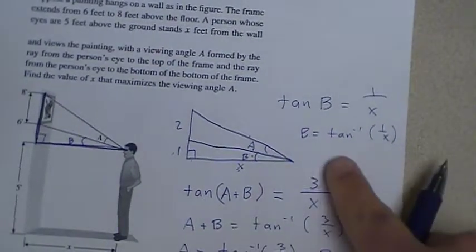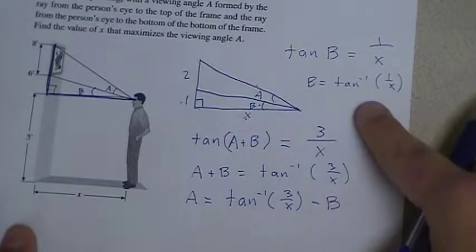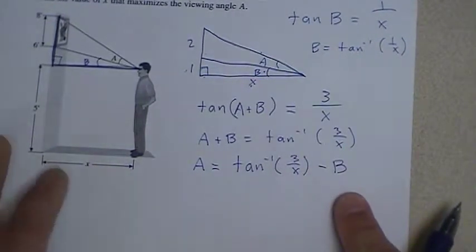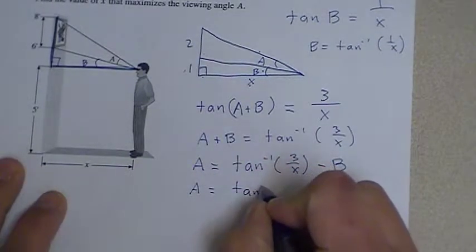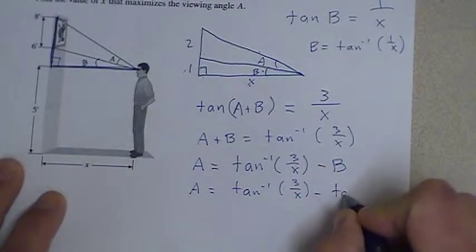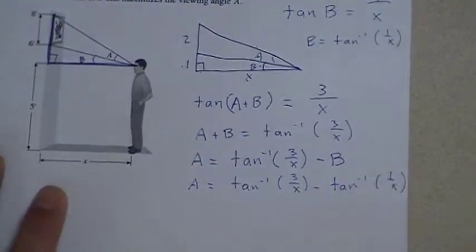So if I replace the b that I had down below with what we now have determined b is equal to, then my formula for a is just going to be a function of x. So my formula for a is going to end up being the inverse tangent of 3 over x minus the inverse tangent of 1 over x.